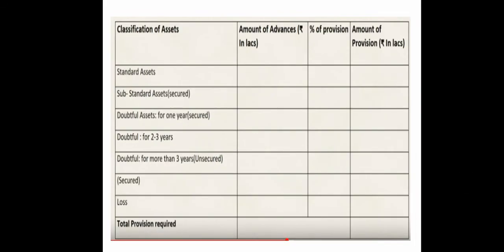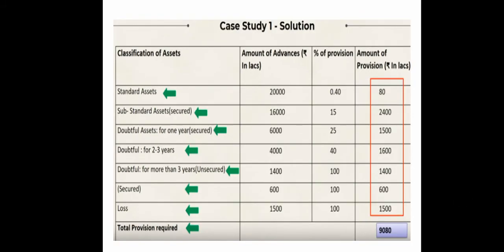You need to use this type of sheet for computation, where you need the classification of asset on one side, then the amount of advance given to that particular segment, and then, according to the rate chart, you put the percentage of provision required, and then compute the provision. If you go by the rules, you'll have this computation. In this case, a total provision of 9,080 rupees is required under various sub-dimensions. Everything is given in detail. You do it on your own and try to understand how things work out.